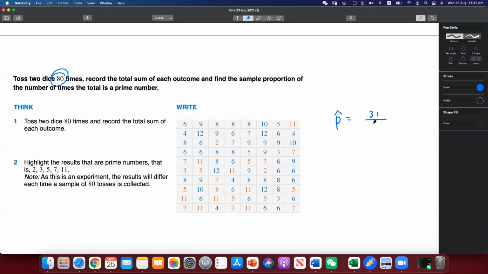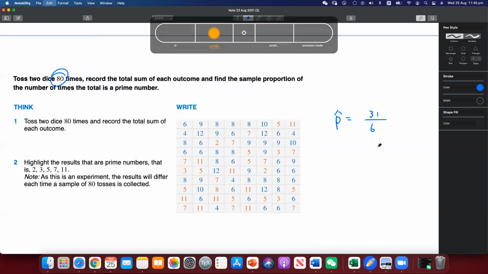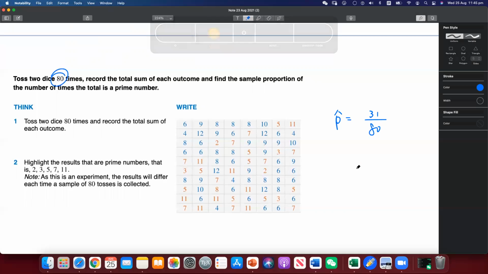So 31 numbers out of 80, sorry, we've tossed 80 times. So 31 out of 80 would be prime. So that's your proportion, a very good estimate of your population proportion.